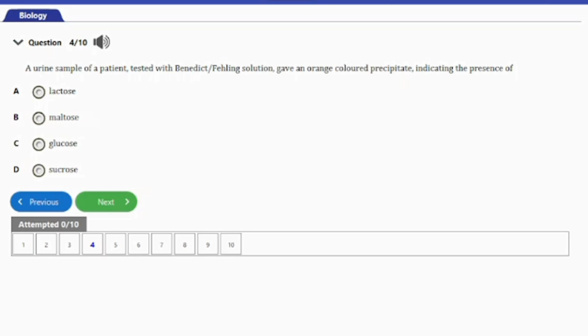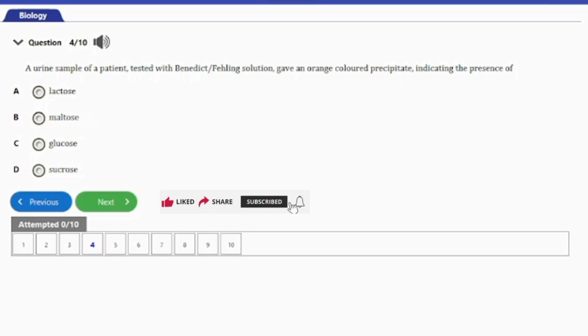So guys, the Benedict's test is actually used to test for simple sugars like glucose, and we'll notice that when you test for this, you have indications like colors ranging from green to yellow to orange to red, showing the degree of glucose within this substance. And that's it for that question. Option C is the answer to this question.